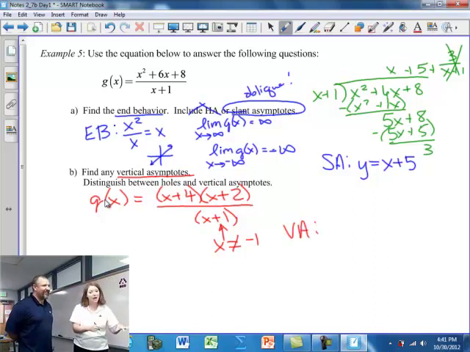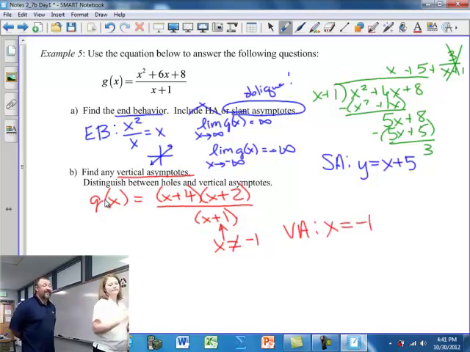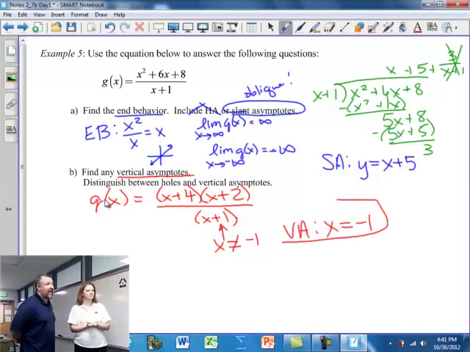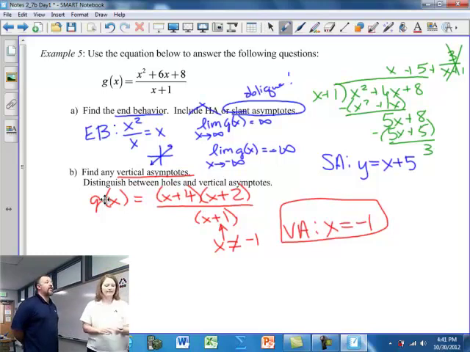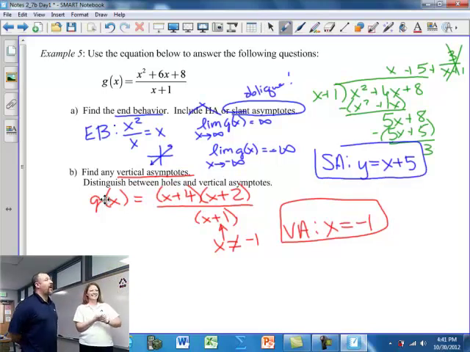So what is it? The vertical asymptote is not x is not equal to negative 1. That's the value we left out of the domain. The vertical asymptote is x equals negative 1. Remember, you got to write this like a line. It's a vertical line. And the other one is a slanted line. It's not x plus 5, it's y equals x plus 5. So we have a VA and an SA, and no HA. Alrighty, I think that's it.